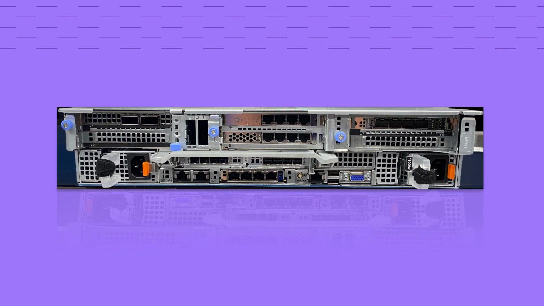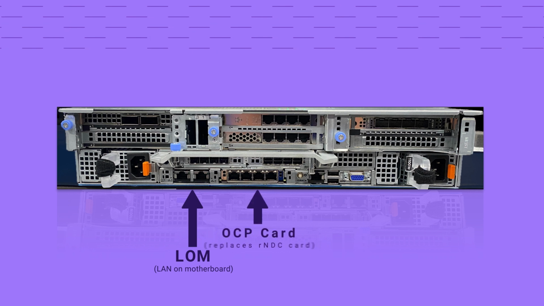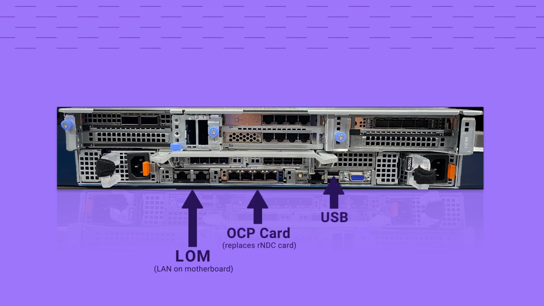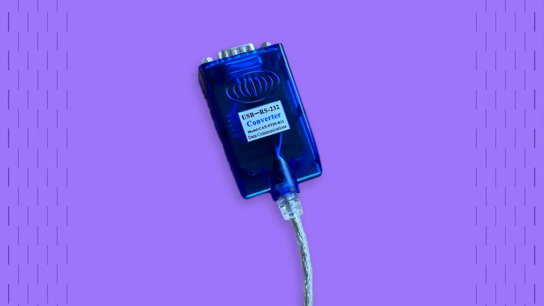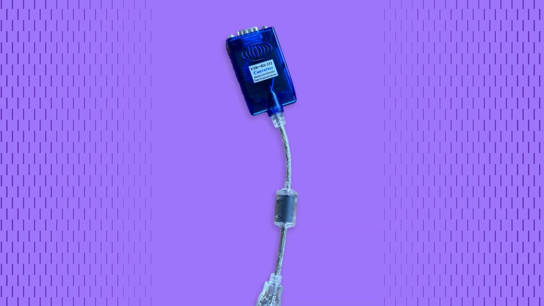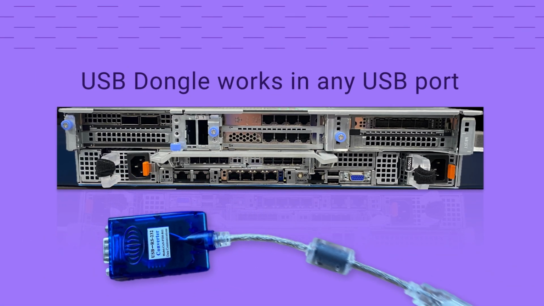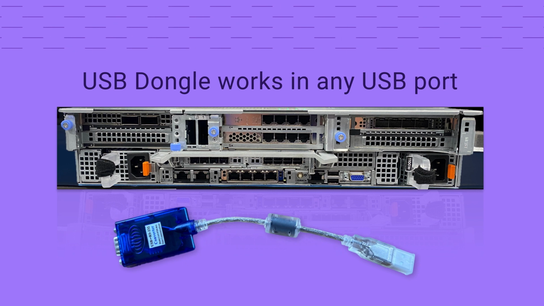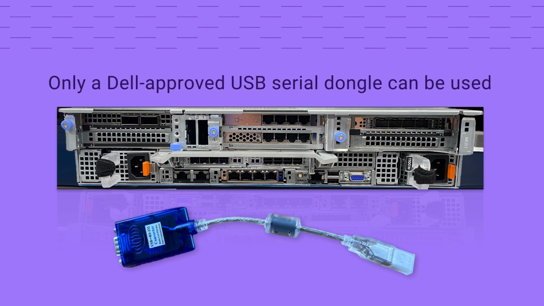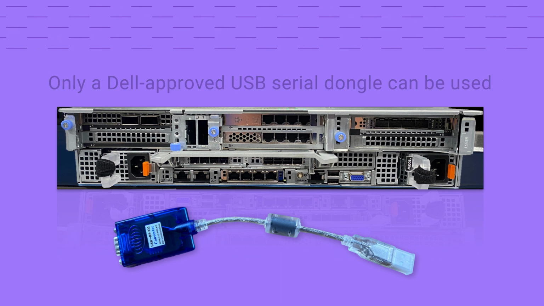DD9410 and DD9910 are PowerEdge 16G at a base level, which does not have a serial console port integrated. Use USB to serial RS-232 DB9 dongle with FTDI chipset for serial console. USB dongle works in any available USB port. Note that only a Dell-approved USB serial dongle can be used.